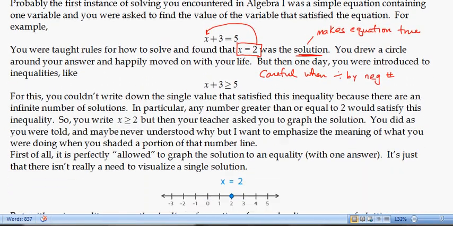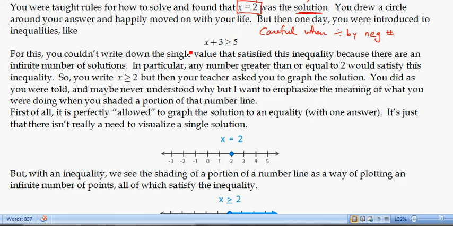So you learned how to solve them, and you would write the solution as an inequality, something like x is greater than or equal to 2. And you wanted to just put a box around it and move on, but your teacher would ask you to graph the solution. And I'm sure that you did. But maybe you didn't really understand why suddenly before we weren't graphing and now we are graphing a solution.